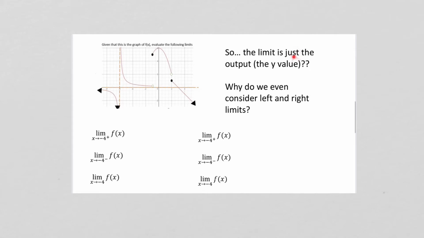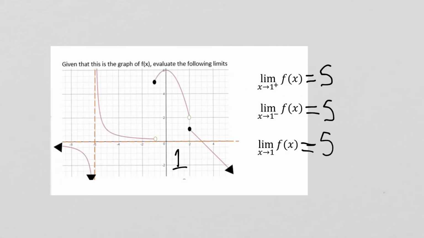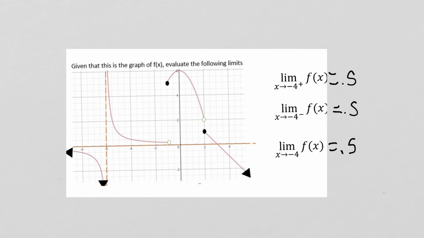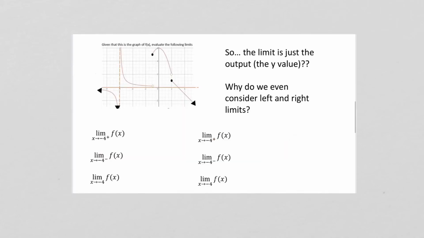So the limit is just the output, the y value, right? That's what it seems like from our two examples so far. As x approaches 1, we were just approaching 5. As x approaches negative 4, we were just approaching 0.5. So is that what this is? If so, why do we even have this concept? Why do we even consider left and right limits if it seems like they're the same? Well, I think we can look at points on this graph where the left and the right limit are not the same, and that's where we're going to be more focused.